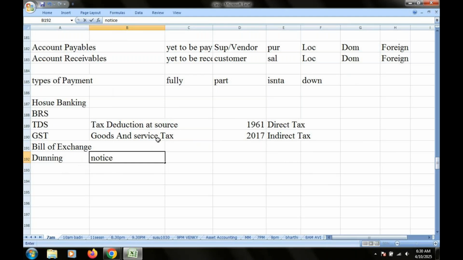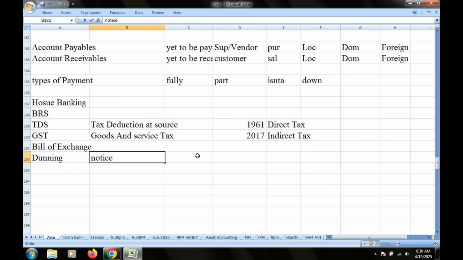Here, if the customer has taken the goods from us but has not cleared any payment within the due date, in those situations we will wait up to the due date. After completion of the due date, we can raise the notice.